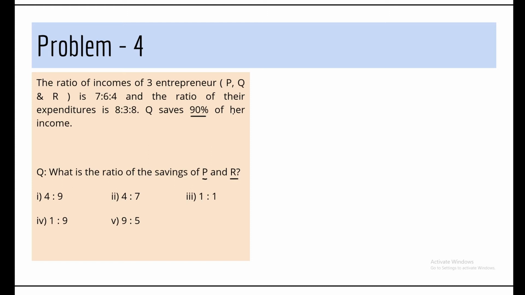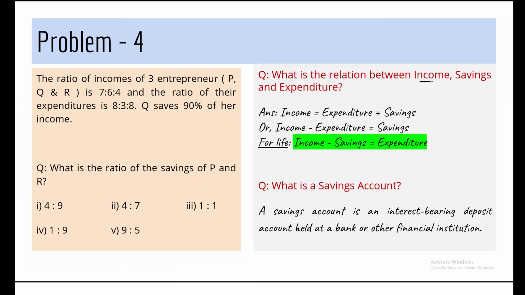I hope you have already tried this one, and let's see the banking related terms related to this question. What is the relation between income, savings and expenditure? The answer is, income is equal to expenditure plus savings, or we can say income minus expenditure is equal to savings. But for life it should be income minus savings equals expenditure. So you have to save first and then the rest of the amount you can use for your expenditures. Remember this one, but for solving the problems you can use any of the forms.